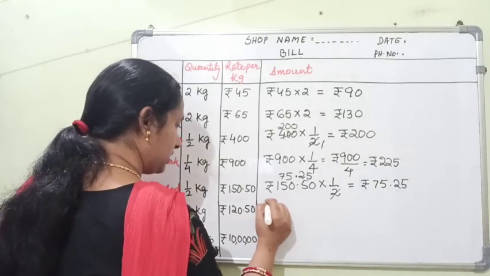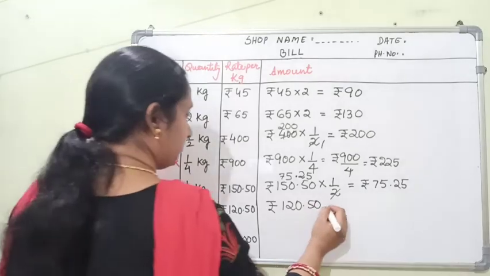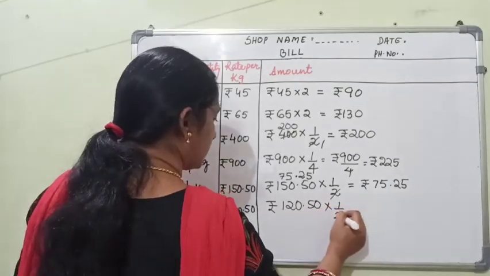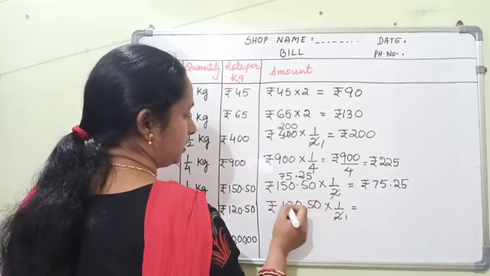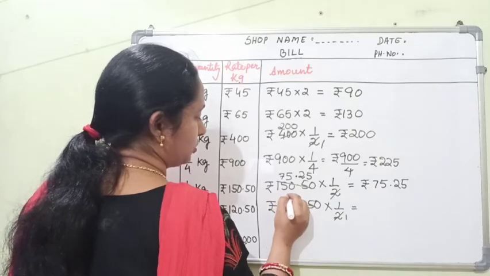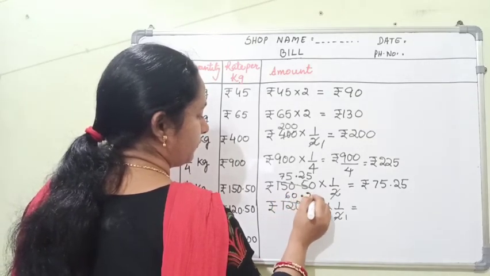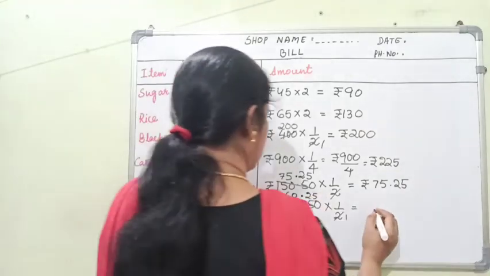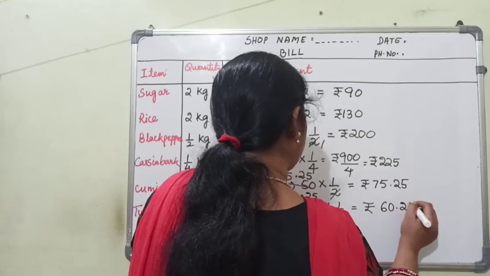Next, let us come to find out the amount of turmeric. Amount of turmeric is rupees 120.50 paise multiplied by half. She has purchased half kg. So again do the cancellation. 2 1s are 2, here if you cancel, you get how much? 2 6s are 12, 2 0s are 0, 2 2s are 4 and 2 5s are 10. So here you get rupees 60, 25 paise.